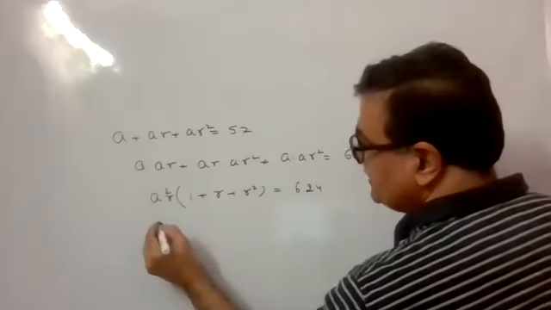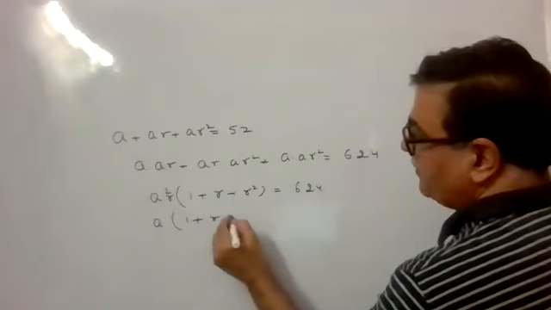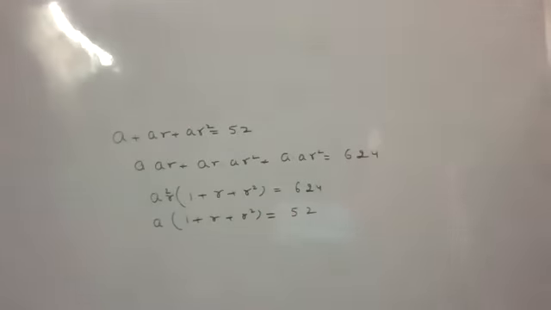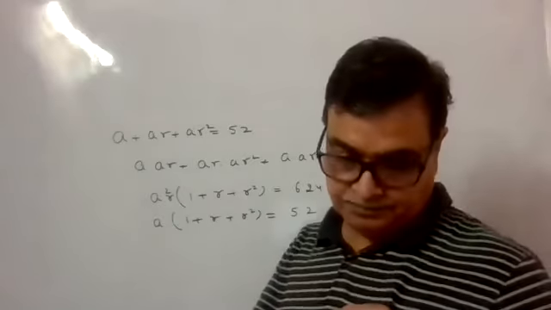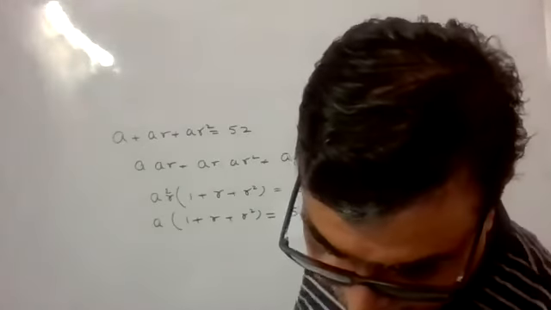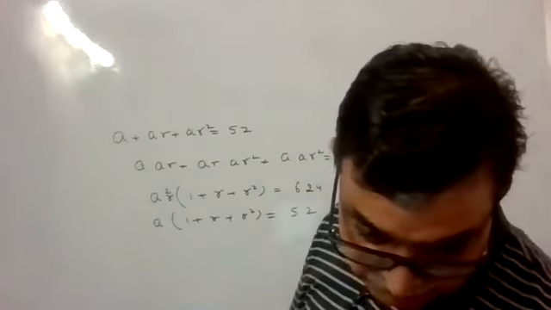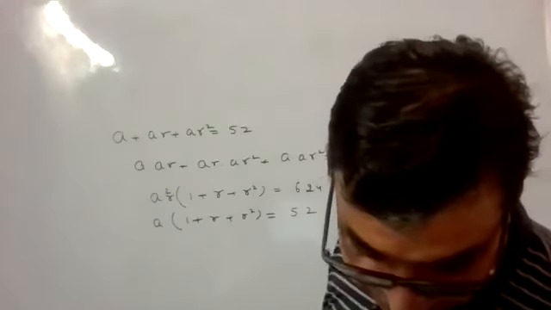And this condition says A common times (1 plus R plus R square) is 52. Sir, do we have to tell the terms? Yes, only the terms are to be told. Yes.